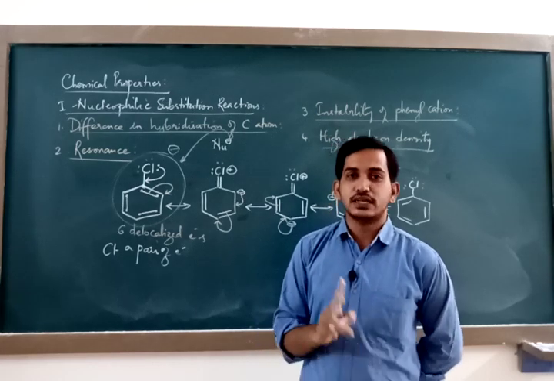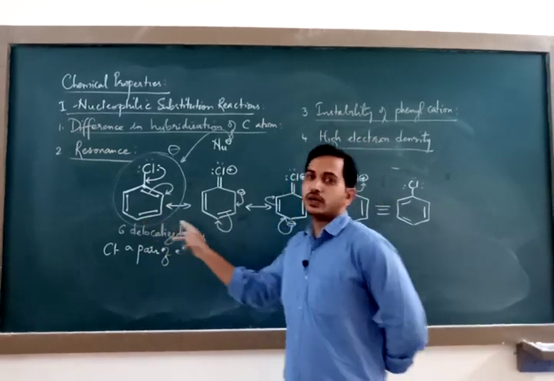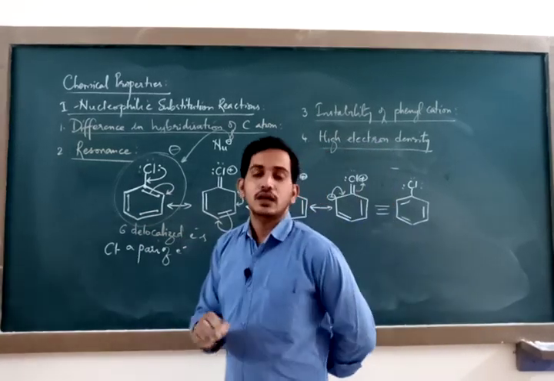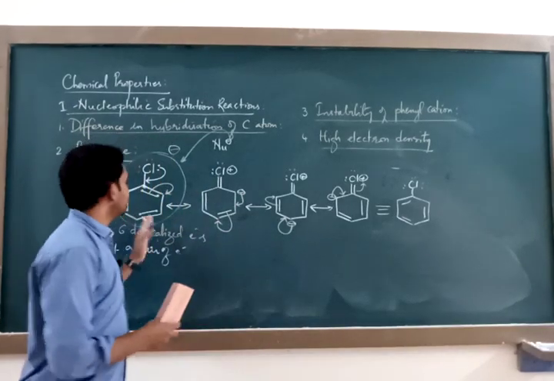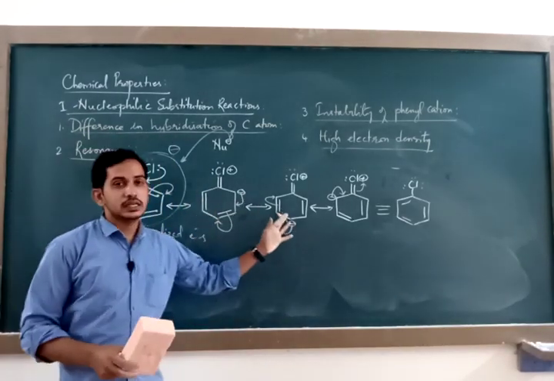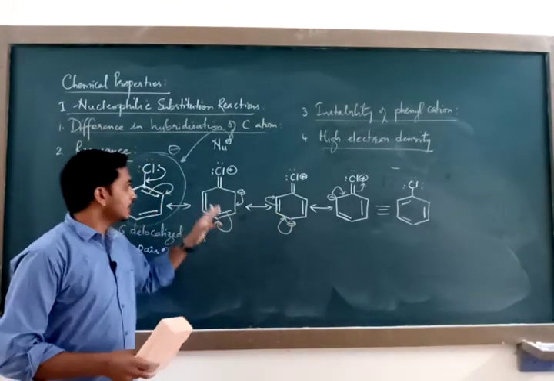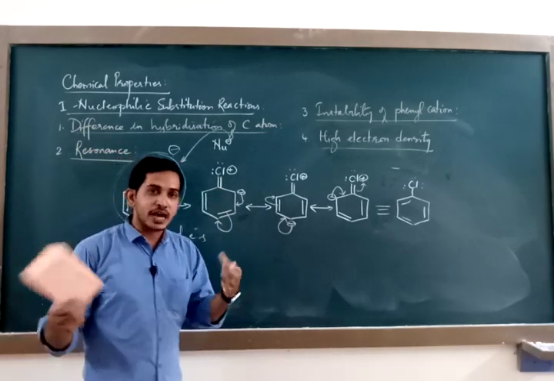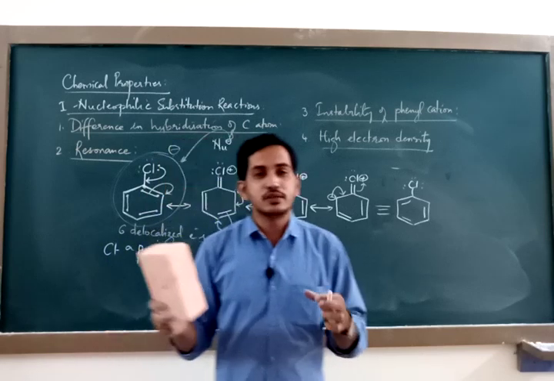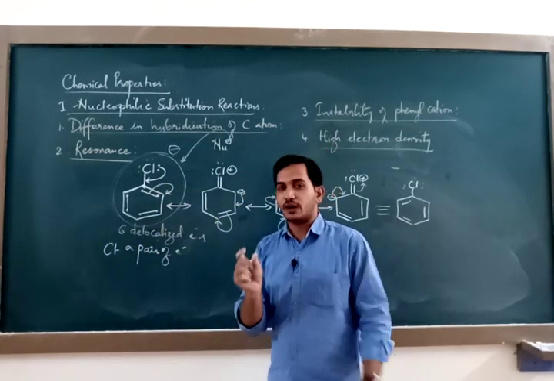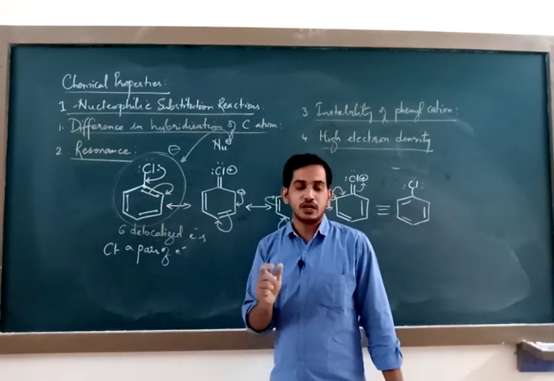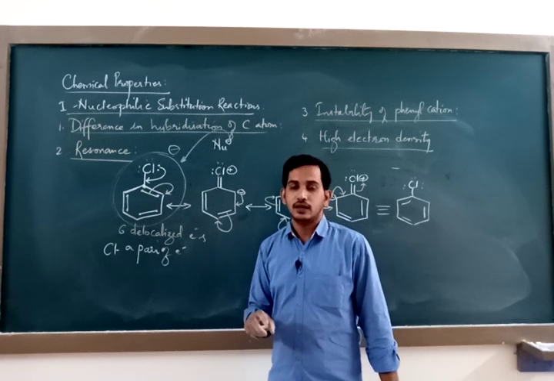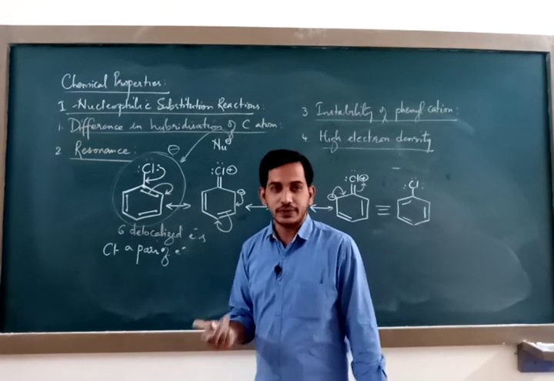The second reason is resonance. Since haloarenes undergo a number of resonating structures wherein the benzene becomes an electron rich center and the carbon halogen bond becomes a double bond. It acquires partial double bond character. Because of this partial double bond character, the bond becomes shorter, which cannot be attacked easily by an incoming nucleophile. The third reason is instability of phenyl cation.